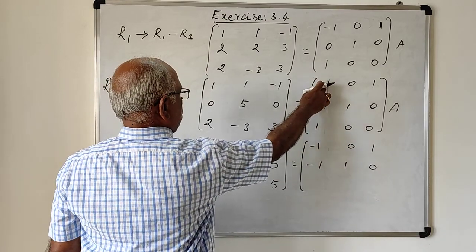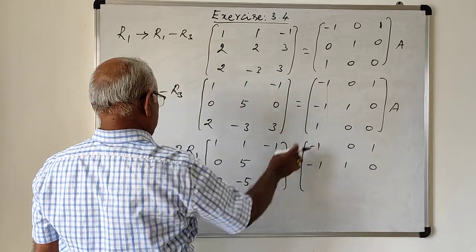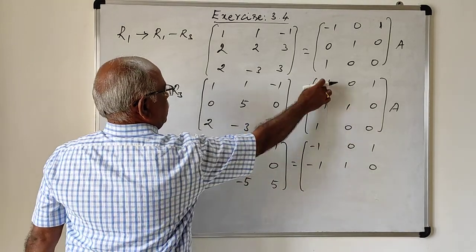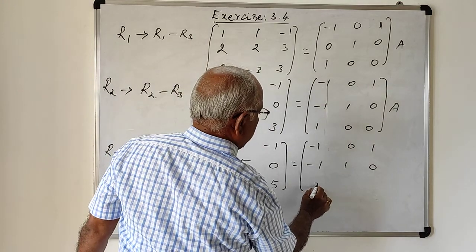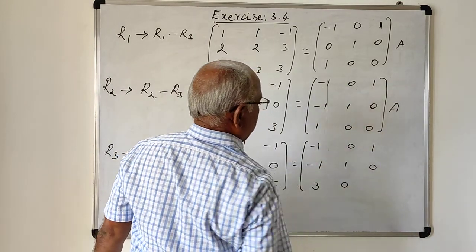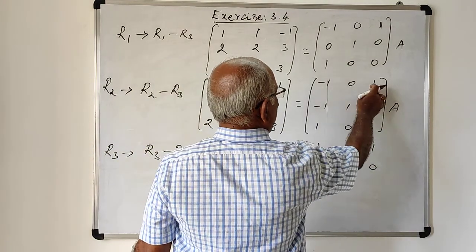R3 minus 2R1: 1 into minus 2 is minus 2; minus into minus plus 2, 1 plus 2, 3. R3 minus 2R1, both are 0, 0, and minus 2R1.